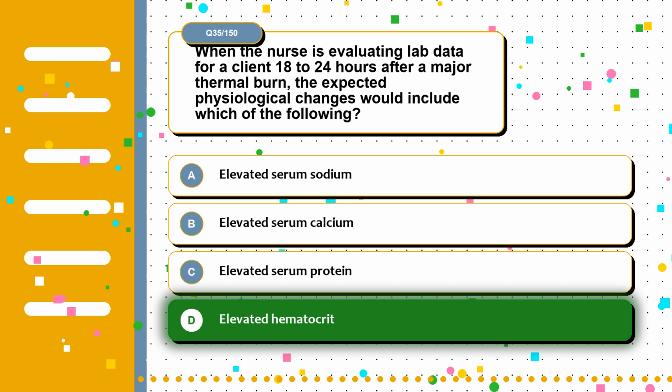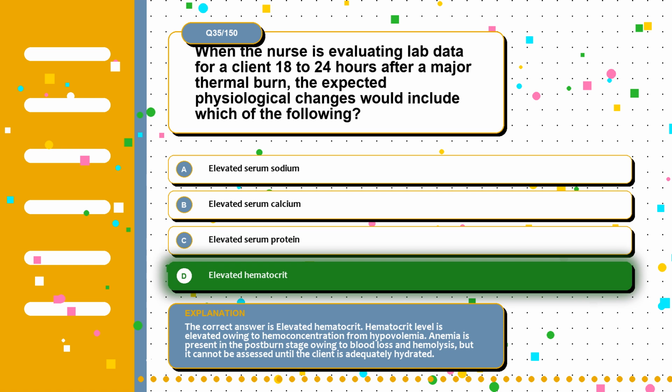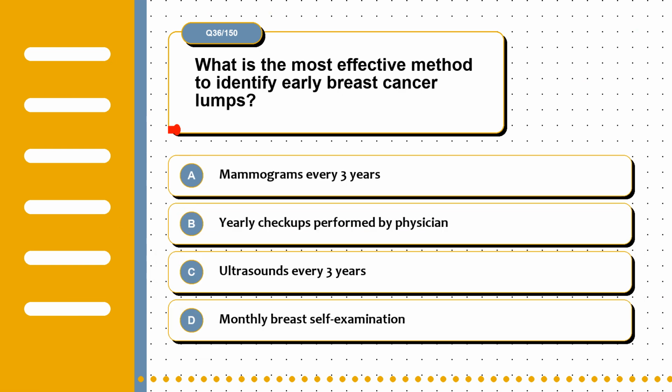The correct answer is option D. Elevated hematocrit. Hematocrit level is elevated owing to hemoconcentration from hypovolemia. Anemia is present in the post-burn stage owing to blood loss and hemolysis, but it cannot be assessed until the client is adequately hydrated.